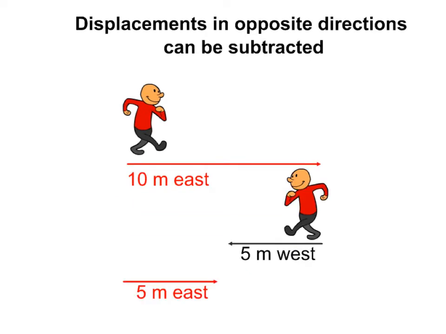What if our little friend is walking in the opposite direction? Let's say he walks 10 meters east. That's his first displacement. Then he turns around. He walks 5 meters west. What do we do with those? Well, if displacements are in exactly opposite directions, they can be subtracted. So we have 10 meters east minus 5 meters west because it's in the opposite direction. Therefore, his total displacement would be the difference between them, 5 meters east.